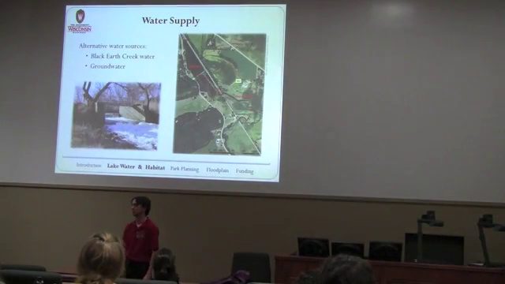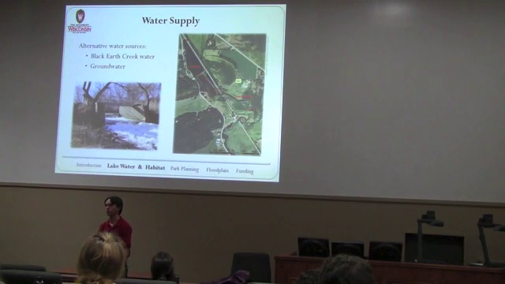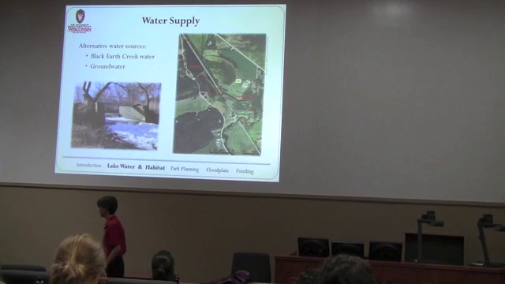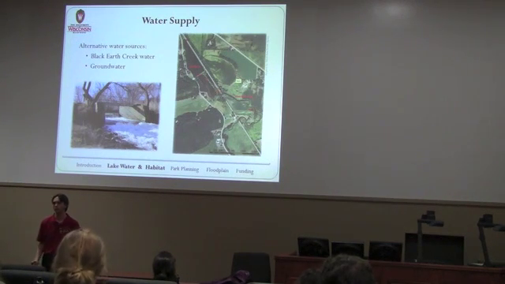So on to the second issue, which is looking at the water supply for Lake Marion. Currently, Lake Marion, here, gets its water from Black Earth Creek. Here's the dam, and the water flows into the side. So if the dam is going to be removed, then an alternative water source would have to be identified.